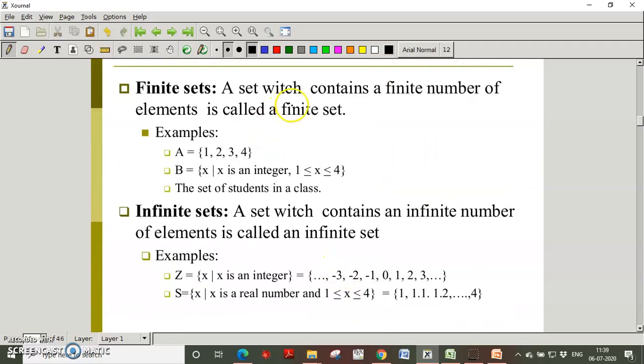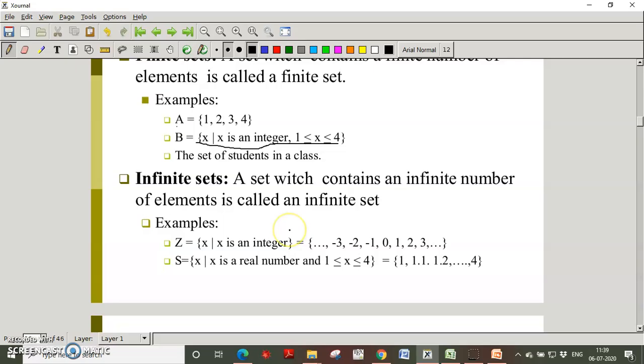Finite set. A set which contains a finite number of elements is called a finite set. Look at the example A equals {1, 2, 3, 4}. This is an example of a finite set. Similarly, you can check example B, which is similar to A. The set of students in a class is also an example of a finite set.